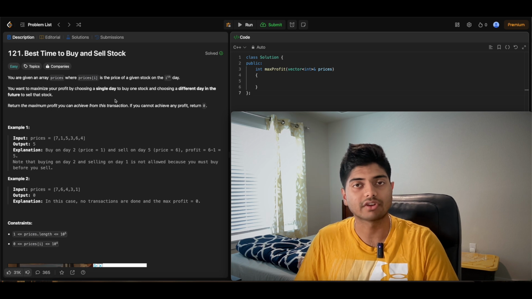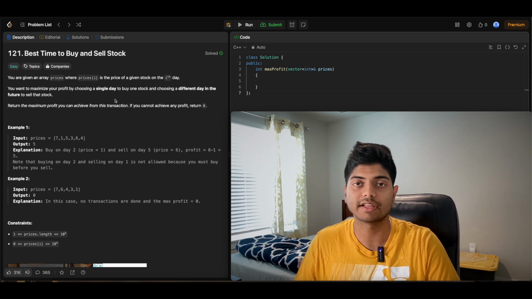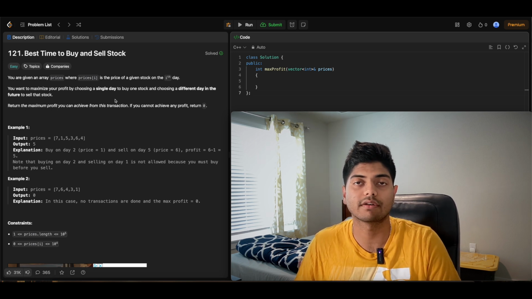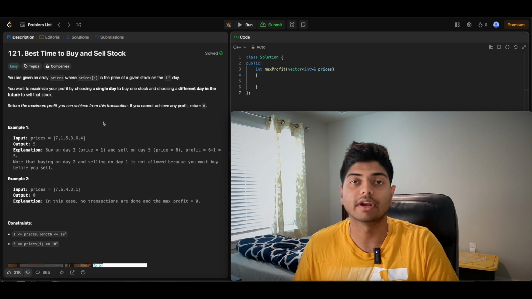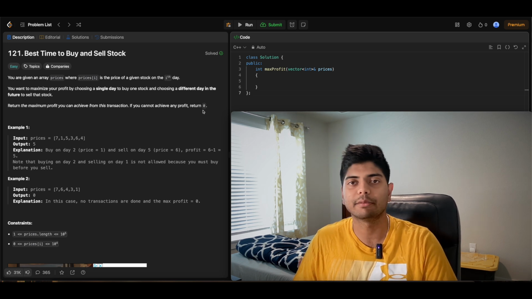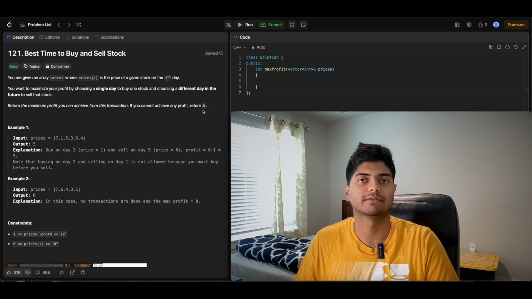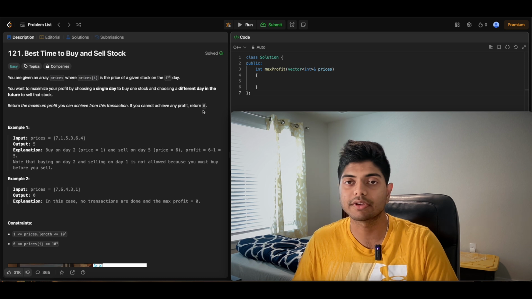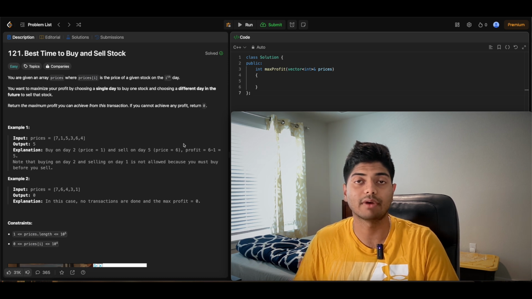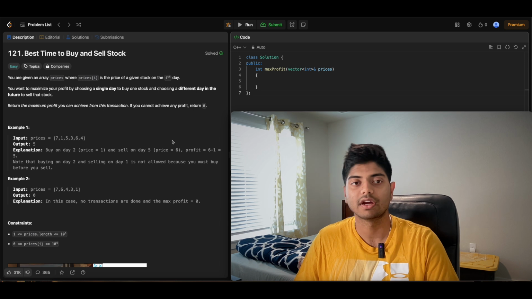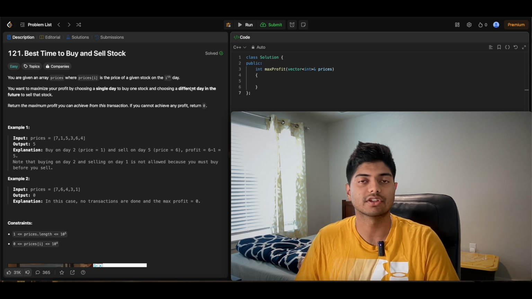How usually stocks work is you want to buy at a low price and then sell at a high price so you can create profit. If we don't create any profit, we're going to return zero. That will happen if the price of the first day is very high and it just keeps dropping. There's not going to be a point where you can buy and then sell to gain a profit, right? So negative profits can be zero here. And so that's essentially the question.